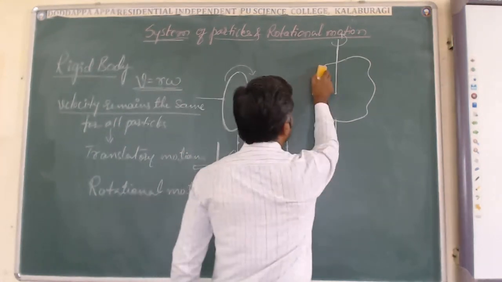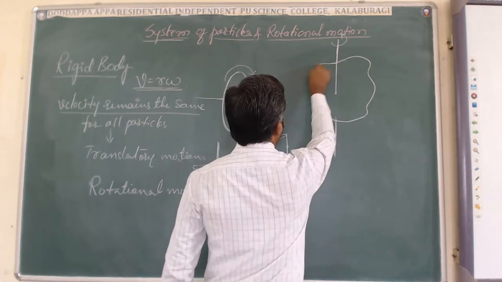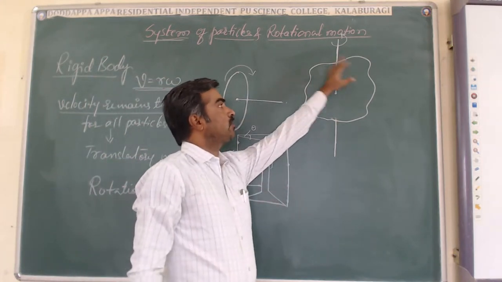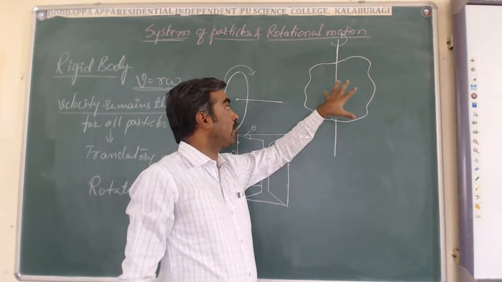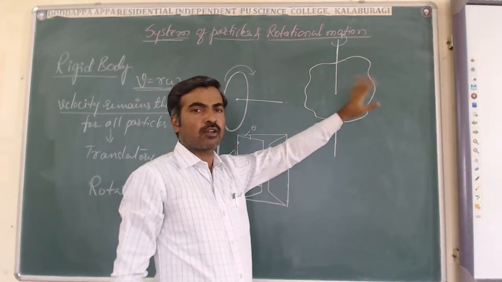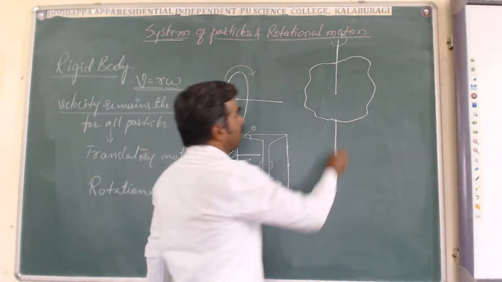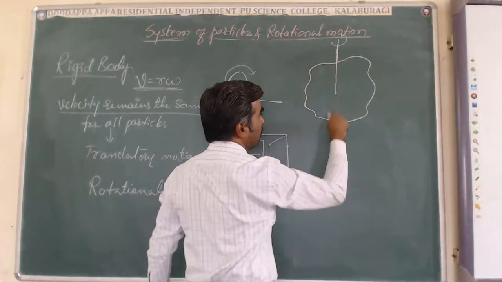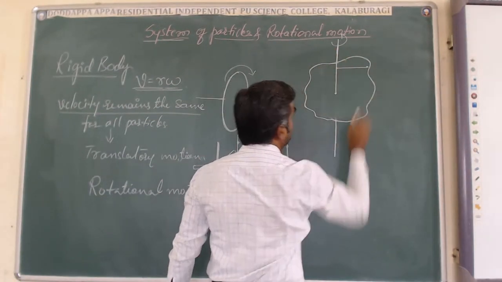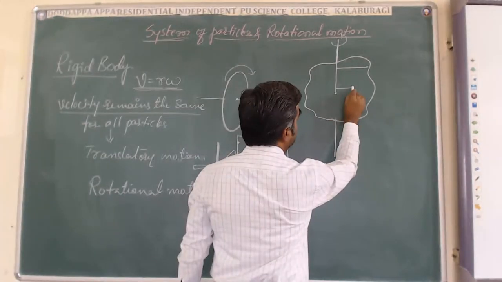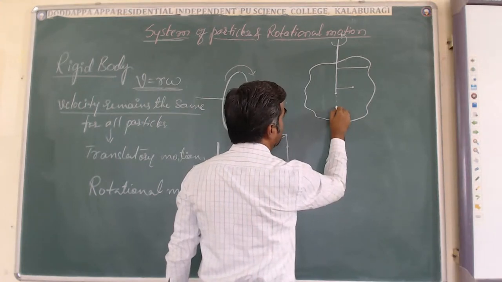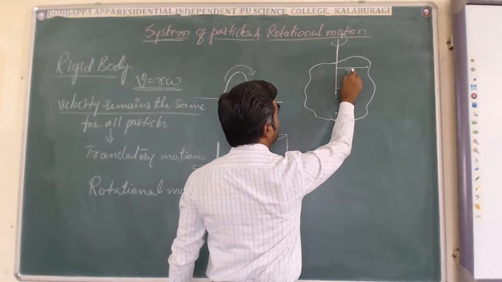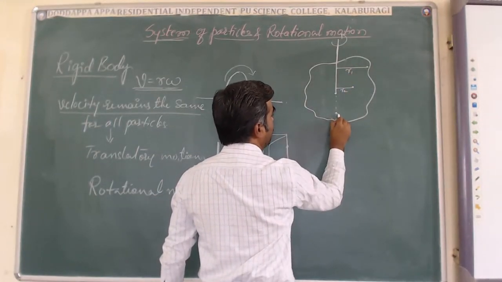Either it may be clockwise or anti-clockwise. We can consider a still bigger body of irregular shape, like this. We are not taking the body as a spherical shape. It is an irregular shape, any body it may be. Here, the particles of this entire rigid body, with respect to the axis of rotation, may be at different positions. This is the first position, this is the second position, and one more we will consider exactly on the axis. Let us consider it is R1, and it is R2, and at this point its position is R3.